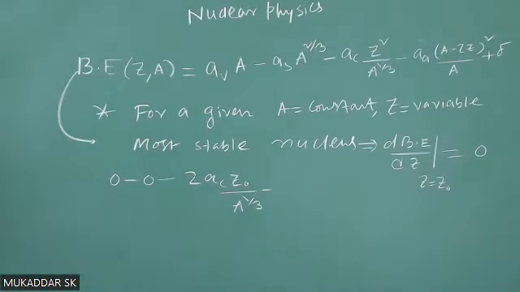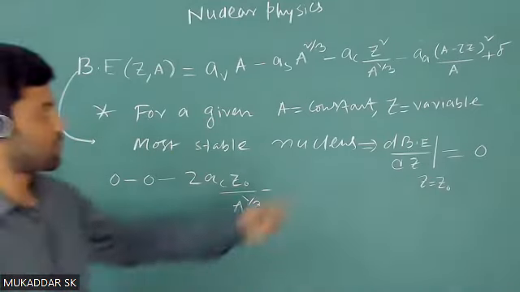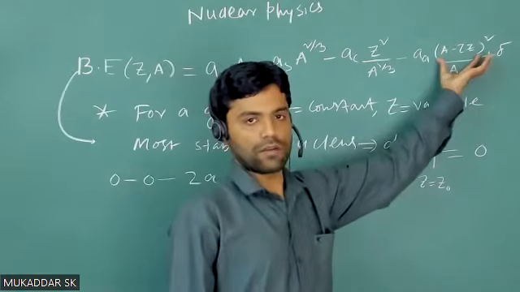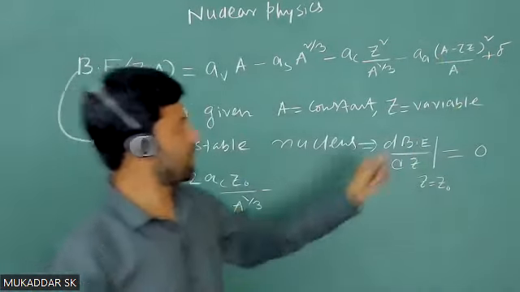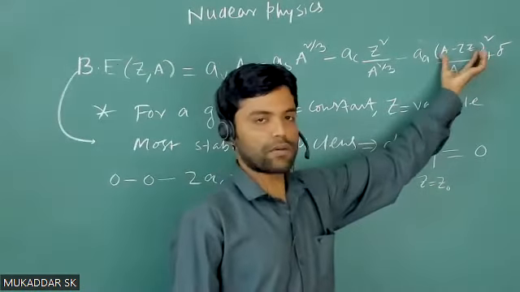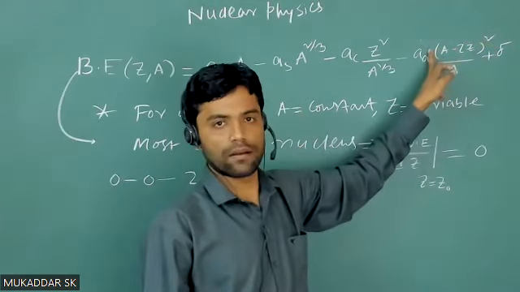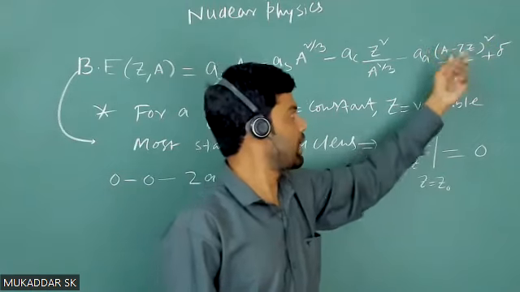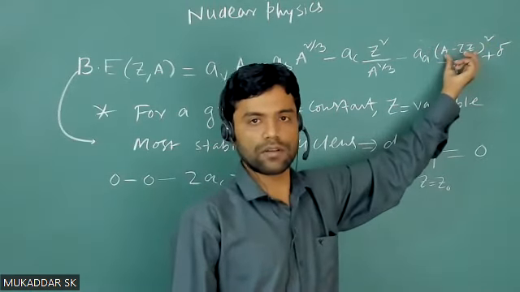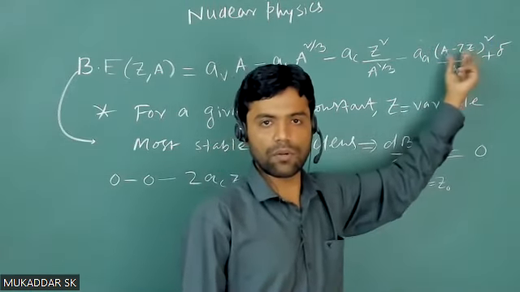Okay. What about the fourth term? So you have to differentiate this with respect to Z first. And again, if you differentiate with respect to Z, this will come here as a multiplication factor, right? Again, you have to differentiate this function with respect to Z, and that will provide you how much?